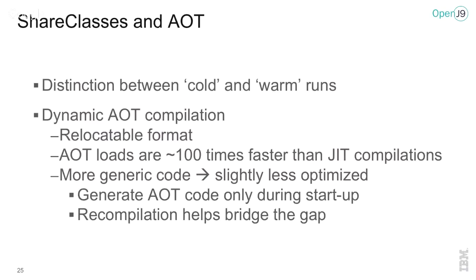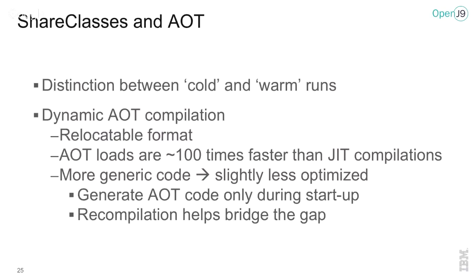It does come at a slight cost in that the code has to be slightly more generic to be able to be reused in different contexts. So you trade off a slight amount of optimization here to get your faster startup. But because we've saved away the profile data as well, we're able to then recompile that code and continue to drive towards peak performance. So that's what shared classes gives you by default.